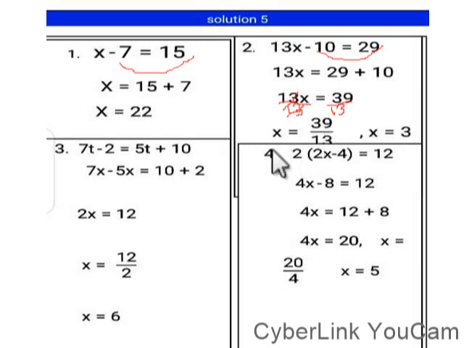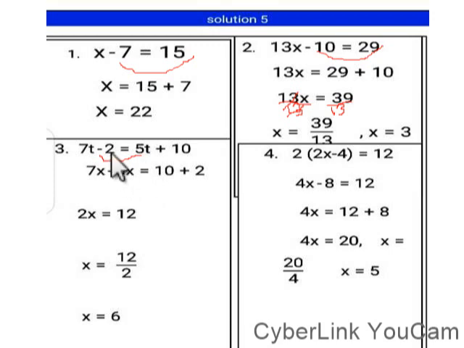3. Then number 3, we have 7t minus 2 is equal to 5t plus 10. We are going to be collecting like terms, meaning that we'll be bringing 5t coming back home to meet his senior brother, 7t. You can see 7t is already here, so this plus 5t coming home to meet his brother will become minus 5t, just like we have it here.